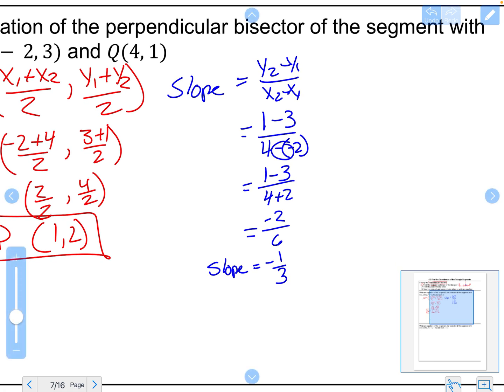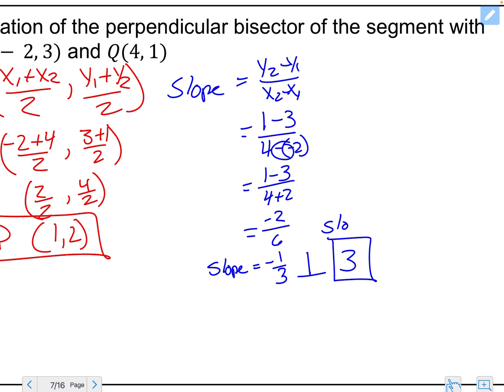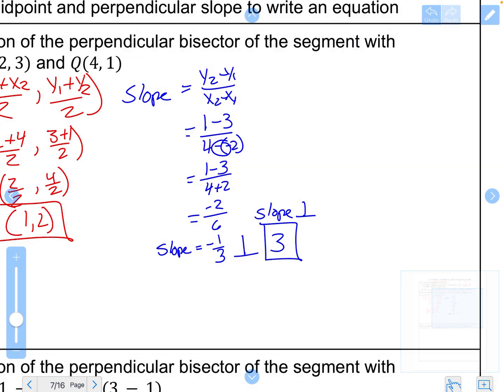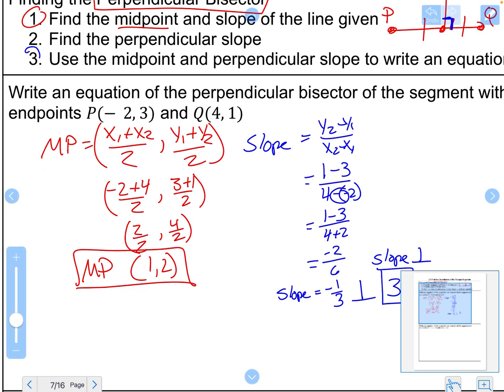But we want a perpendicular slope. So for a perpendicular slope, we need to flip our fraction. And since it's already negative, when we add a negative, it's going to be positive. So this is going to be the slope of our perpendicular line.